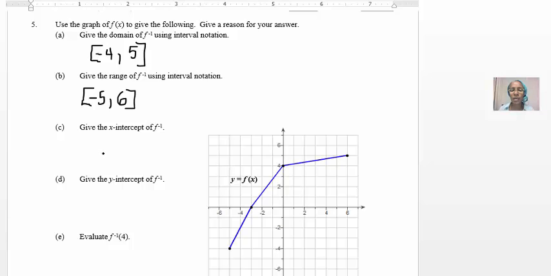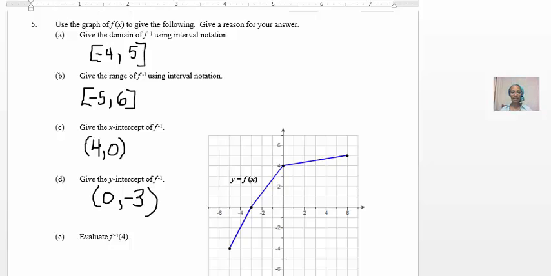We want the x-intercept of f inverse. Well, that will correspond to or reflect the y-intercept of f. So the y-intercept of f is (0, 4). So the x-intercept of f inverse is (4, 0). The y-intercept of f inverse is going to reflect the x-intercept of f. And we see this is (-3, 0). So the y-intercept of f inverse is (0, -3).